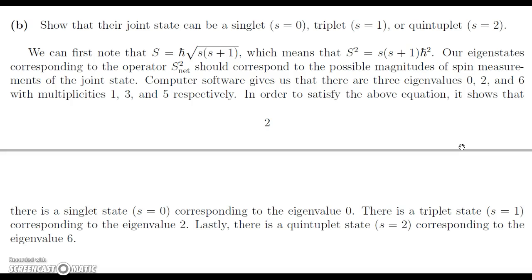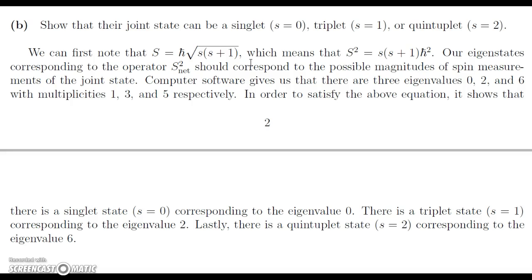And this means if we square both sides, we have that S squared is equal to S times S plus 1 times H bar squared. So our eigenstates of this corresponding operator that we're working with should correspond to the possible magnitudes of the spin measurement of the joint state, like we said. And the computer software gives us that there are 3 eigenvalues for this, and they're going to be 0, 2, and 6. And the multiplicity of 0 is just going to be 1, multiplicity of 2 is going to be 3, the multiplicity of 6 is going to be 5.